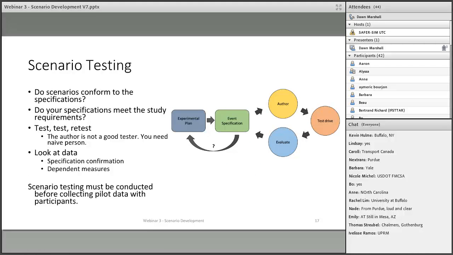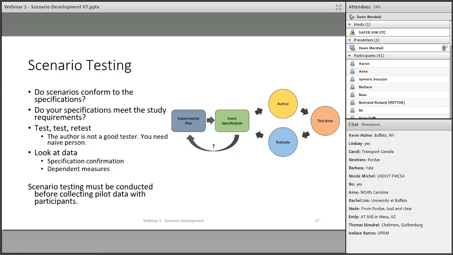So now we're talking about scenario testing, and there are a few questions. Do the scenarios, when you think they're done and you're ready, conform to the specifications you originally wrote? Now, those specifications were probably based on your experimental design, your experimental plan, and those questions. So going back and confirming, even when you think you're done, do they conform to the specifications? Do your specifications still meet your study requirements? If you've updated them, if you've tested, do they still meet your study requirements?